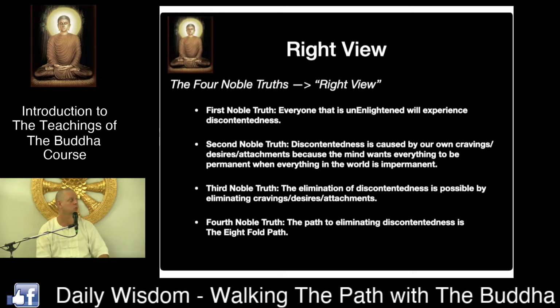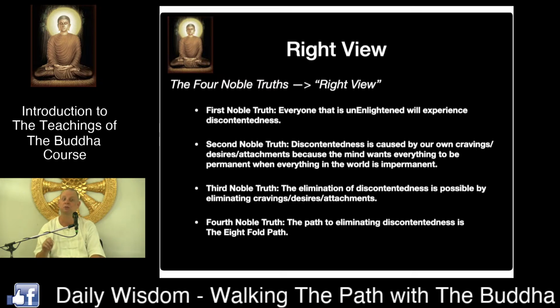Then the second Noble Truth is explaining the cause. Discontentedness is caused by craving, desire, attachment, because the mind wants everything to be permanent when everything in the world is impermanent. Okay, so I'm going to say that a few times. I'm going to give you some examples.